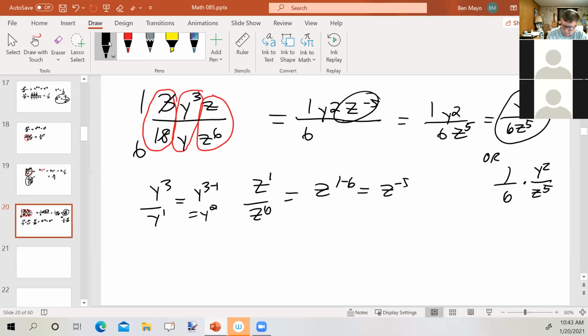Okay. But that implied 1 doesn't need to be written there, because 1 times something is the same thing as the something. 1 pen, pen, same thing.